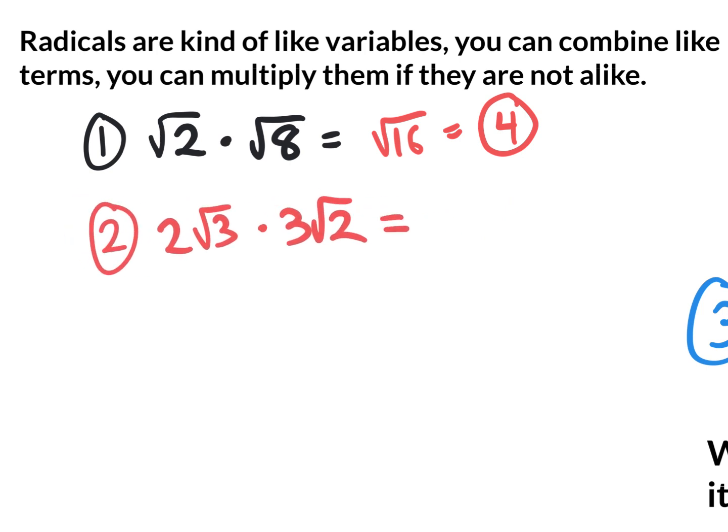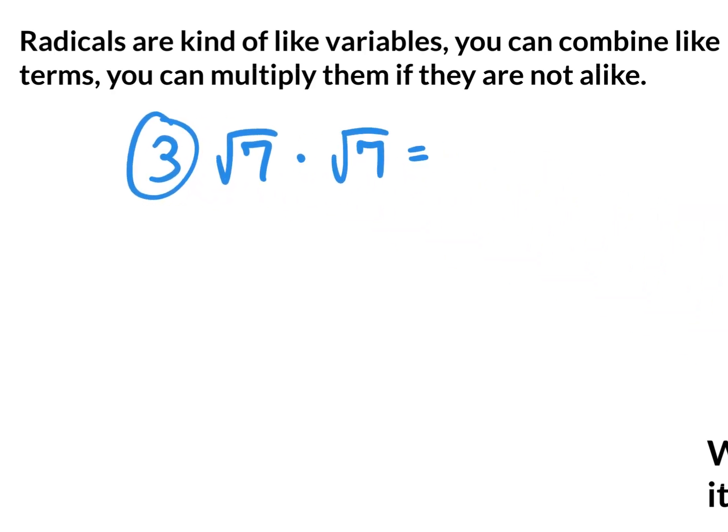Number 2. Could I multiply those? Heck yeah. What's my answer going to be? 6. Yep, 2 times 3 is 6. And then the square root of 3 times the square root of 2, you multiply those together and you get the square root of 6. And yes, you're supposed to try to break this down, but you can't. So there's your final answer, 6 square root of 6. Again, the calculator could do this for you.